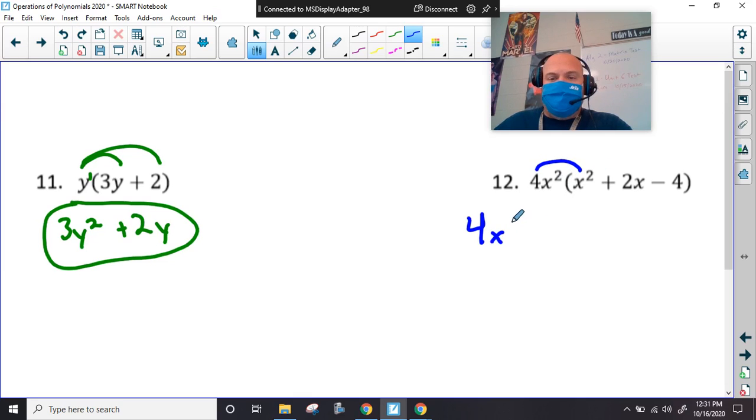all right. And we add the exponents, so this is 4 plus 8x to the third minus 16x squared.